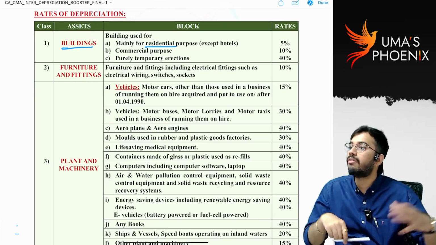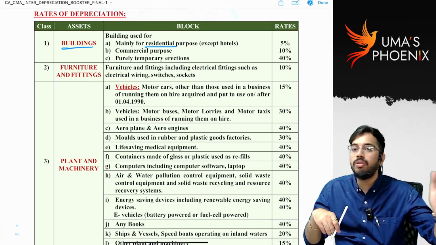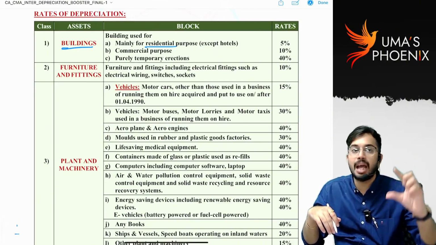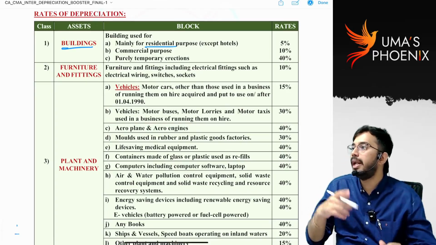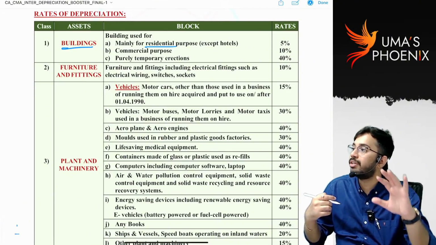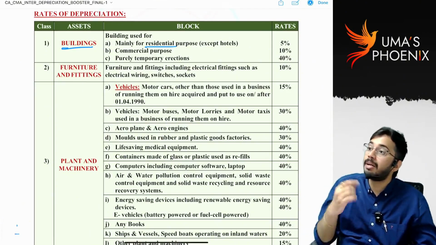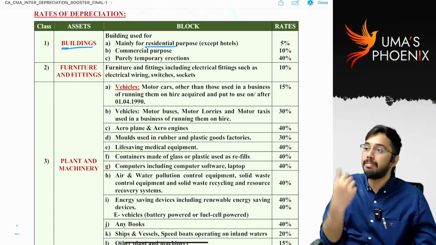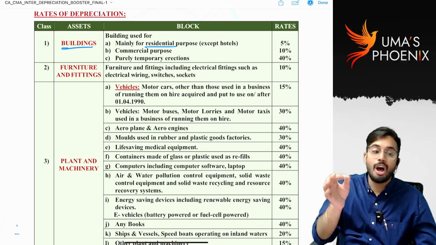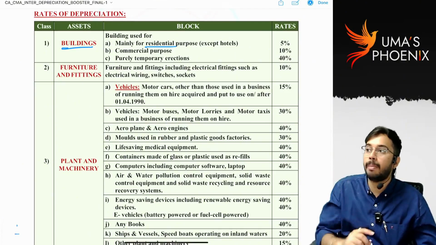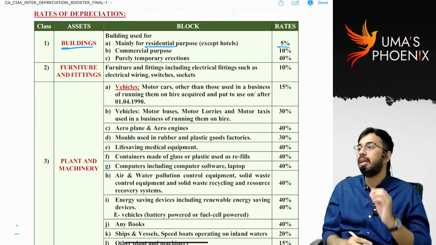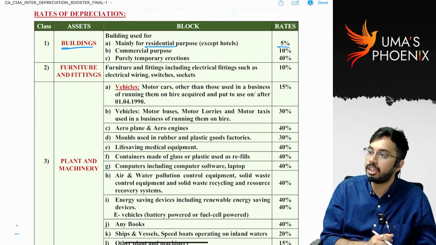Example, employee quarters are there. Who will construct employee quarters? Company will construct employee quarters. That means employee quarters building is a building owned by the company. But for which purpose are quarters used? They are used for residential purpose. That means in business, if there is any building that is used for residential purpose, for example employee quarters, on that building you need to apply 5% rate of depreciation.